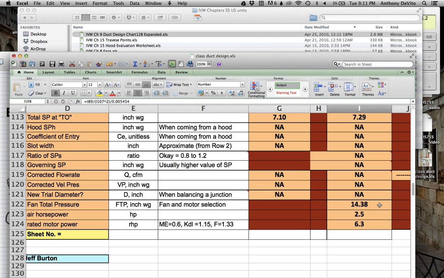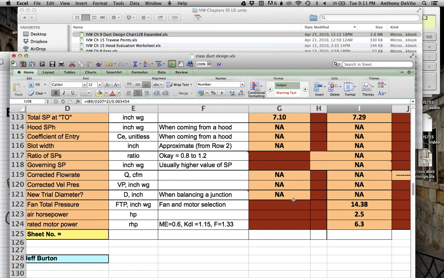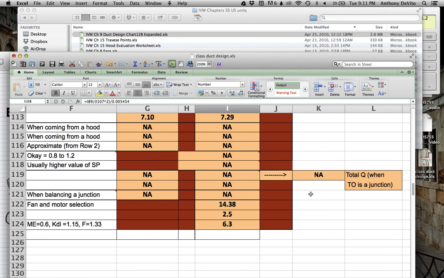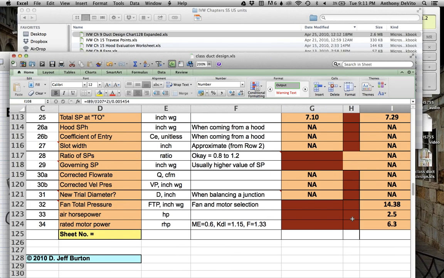And we find that when we go through this whole thing, we need a fan that'll give us the total fan pressure of 14 inches of water, and we're going to need a fan that delivers 2.5 horsepower of actual work, but we're going to need a motor of 6.3 horsepower. Why is that? Why does a motor horsepower have to be so much more than the actual work that we're doing? For a couple of reasons.